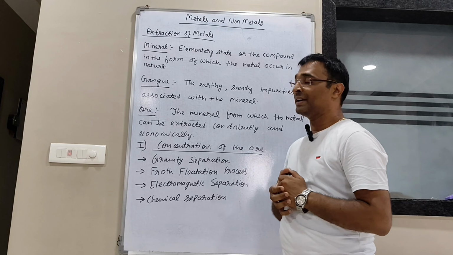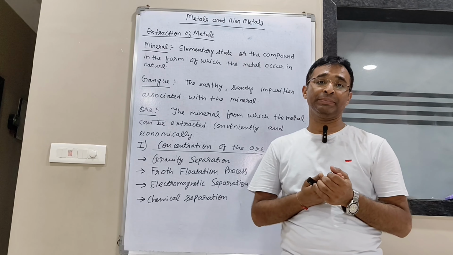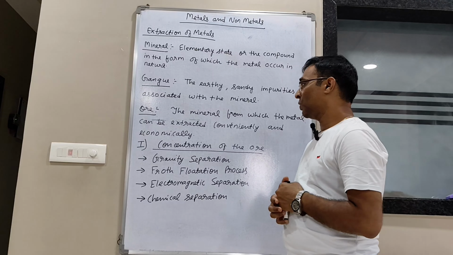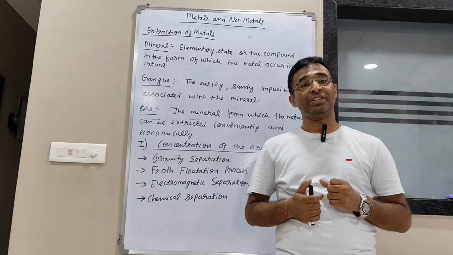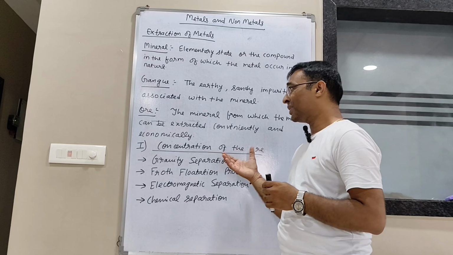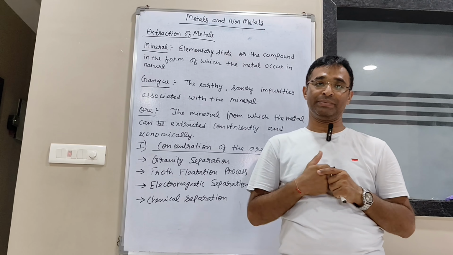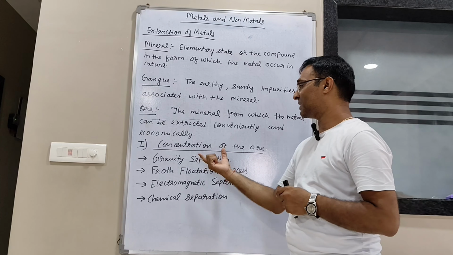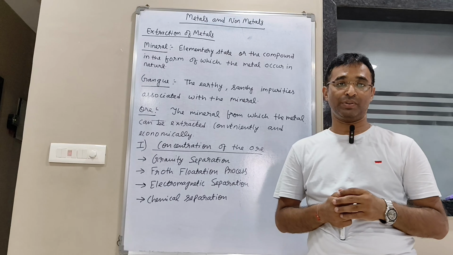Second, gangue. Gangue is the part of the impurities which are attached to the mineral or to the metal. Third, ore. Ore is the mineral from which the metal can be extracted conveniently or economically. So ore is the final thing from which we can extract the pure metal. Now, after discussing these three terminologies, let's start with the discussion of the first step, which is concentration of the ore or enrichment of the ore.